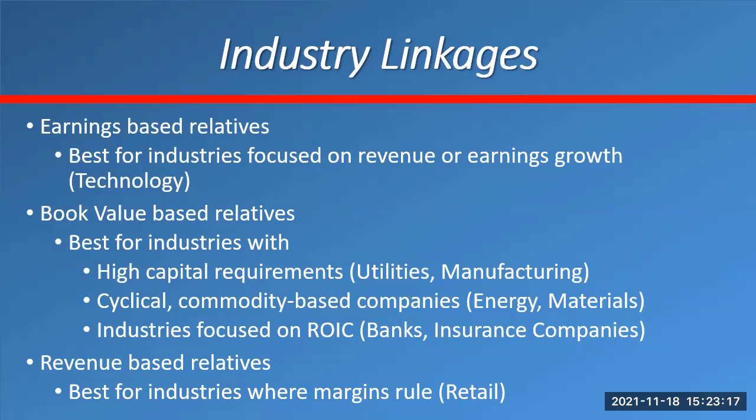The second type are really volatile, cyclical commodity-based companies like energy and materials, steel companies. Because their earnings go up and down with the price of whatever they produce, you want to look at price to book. Energy companies look really cheap when oil prices are high and they look really expensive when oil prices are low, but that's just the cycle of the commodity. So if I'm looking at an Exxon or a steel company, I would be using price to book.